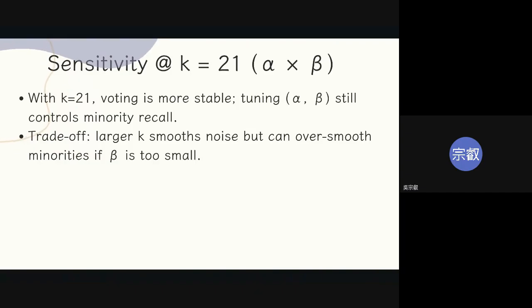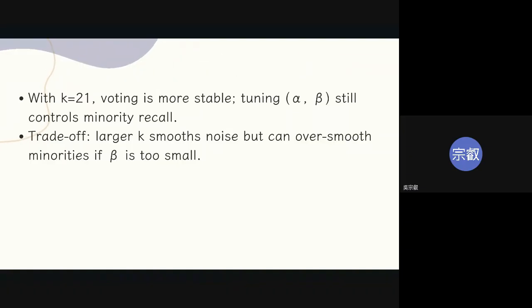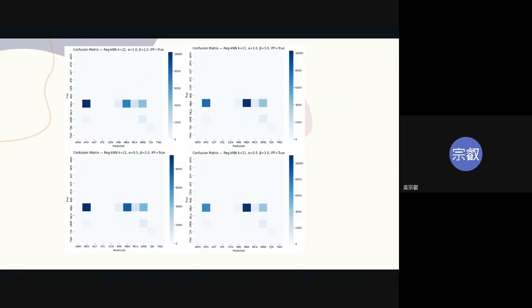So when K is 21, voting is naturally smoother. We still tune minority recall with alpha and beta. The trade-off is classic. A larger K suppresses noise, but if beta is too small, locality weakens and minority signals get washed out. Our settings show how to avoid over-smoothing while keeping stability. Next page. This is a picture. And next page.